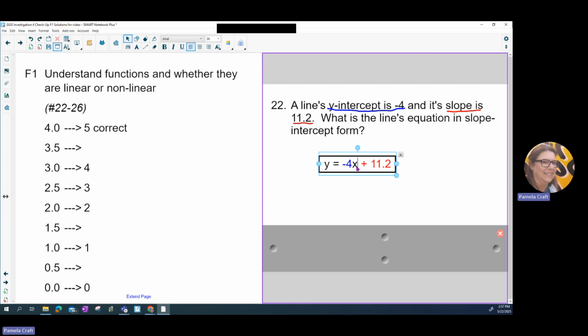The -4 is your y-intercept. That does not have the x. The slope does. So your y-intercept is -4 and the slope is 11.2. Usually the way you see it would be y equals 11.2x minus 4. y equals m, your slope, with your x, minus 4. Sorry about that. Flip that around on you.